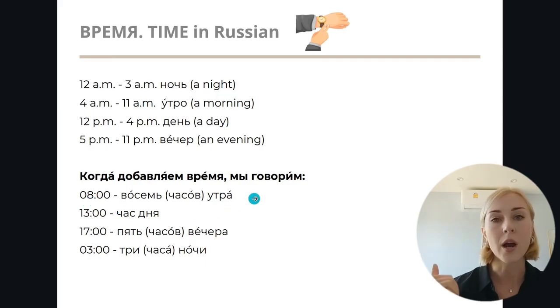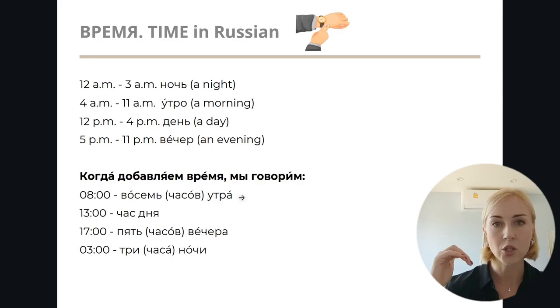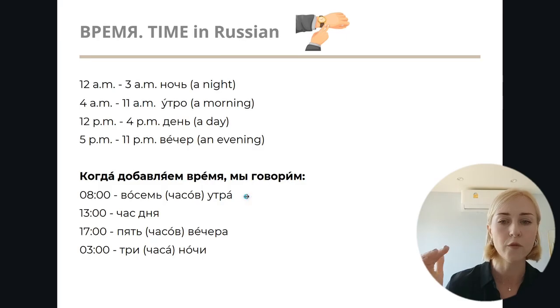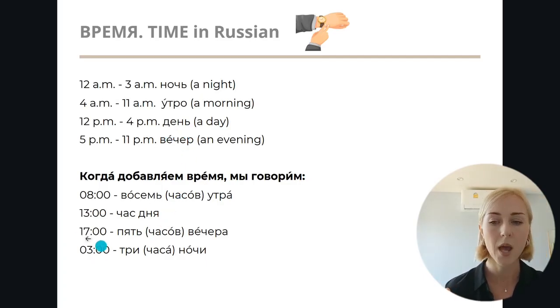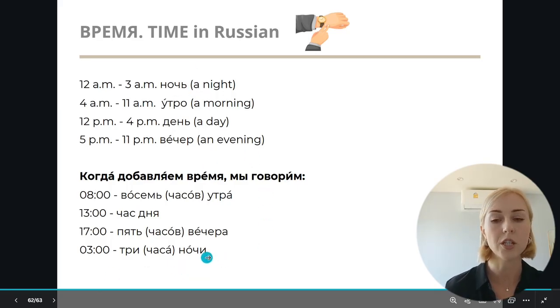это 8 утра. Look how I change it. So the nominative case, the original case, утро, but when I'm talking about time, I say утра. Понятно? It is the genitive case, actually. 8 часов утра. Это час дня. So I change день to дня. Час дня. 5 часов вечера. Вечер I change to вечера. 5 вечера. 5 часов вечера. 3 часа ночи. Ночь, ночи. 3 ночи. 3 часа ночи.